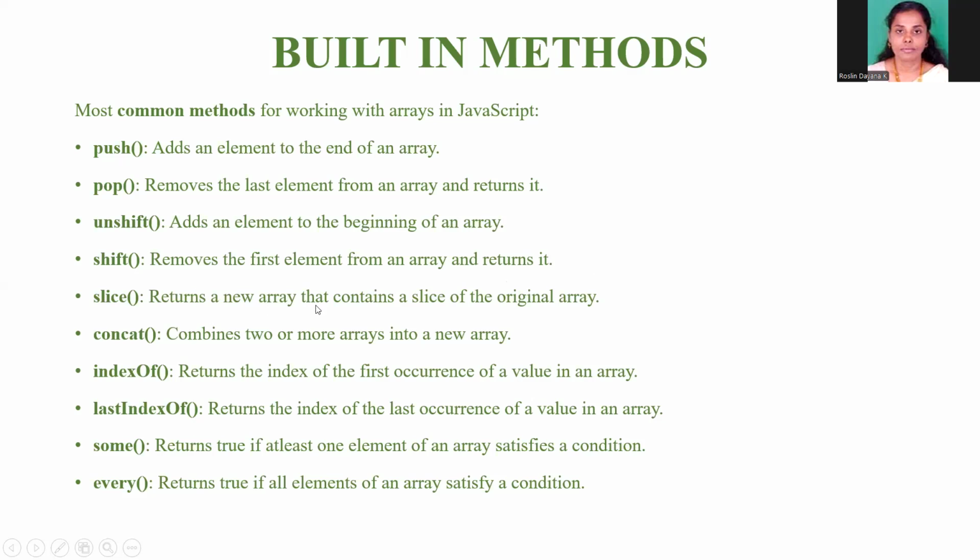The slice() method returns a new array that contains a slice of the original array. The concat() method combines 2 or more arrays into a new array. The indexOf() method returns the index of the first occurrence of a value in the array. The lastIndexOf() method returns the index of the last occurrence of a value in the array. The some() method returns true if at least one element of an array satisfies a condition. Then the every() method returns true if all the elements of an array satisfy a condition.